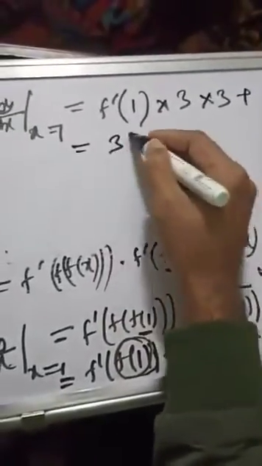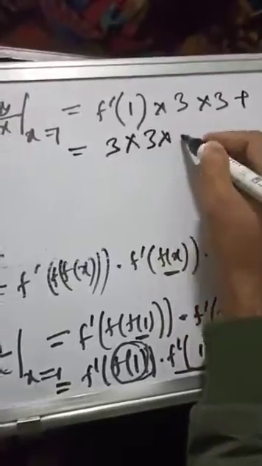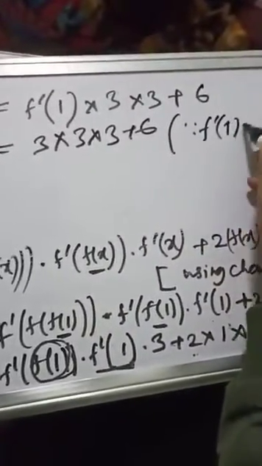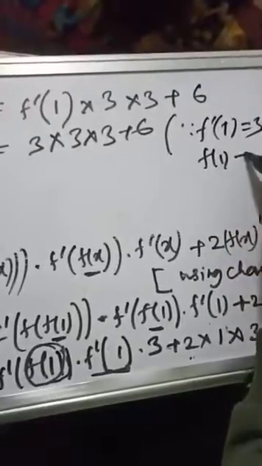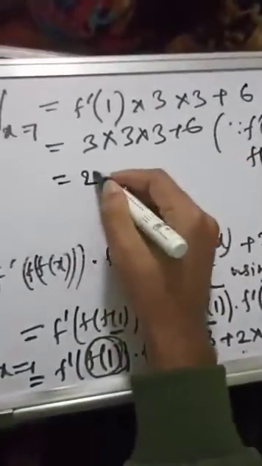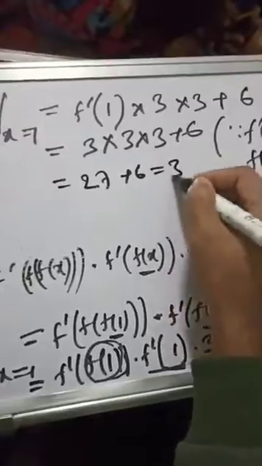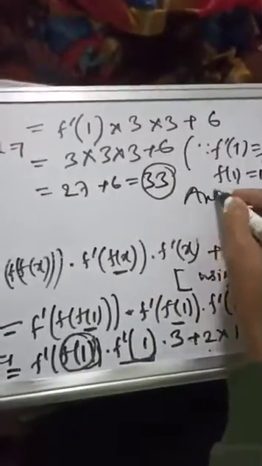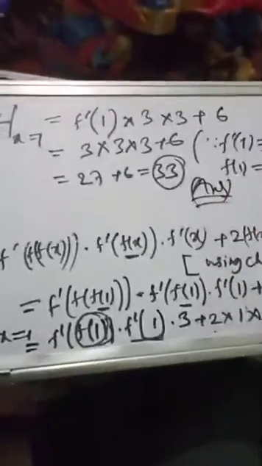f dash 1 is equal to 3, so 3 into 9, 27, plus 6, 33. Since we have f dash 1 equal to 3 and f of 1 equal to 1, this answer is 33. Right, this is the answer.